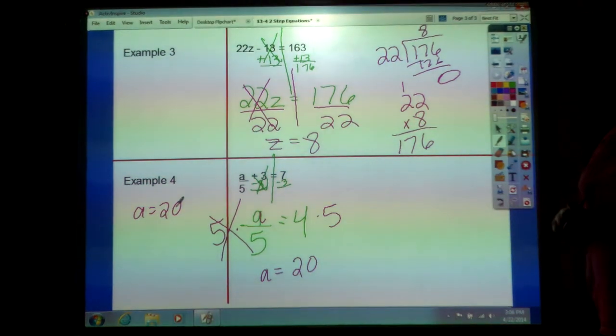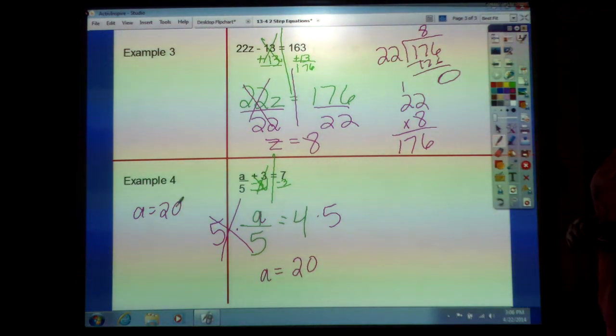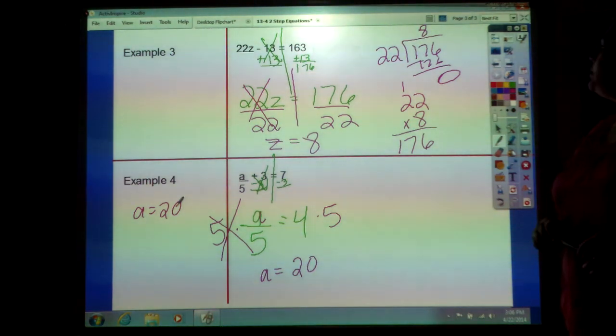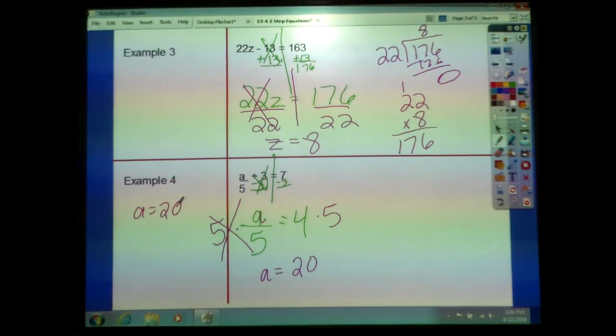Okay, tomorrow we are going to work on some more of these in class. We will be doing some that have some decimals involved also. So tomorrow when you come into class, we'll go over all of these, answer any questions that you have, and complete some more problems.